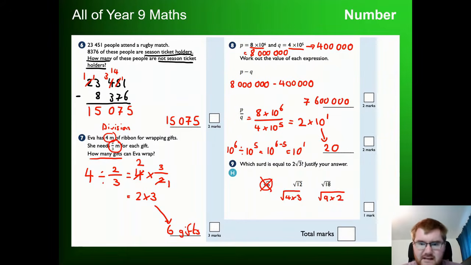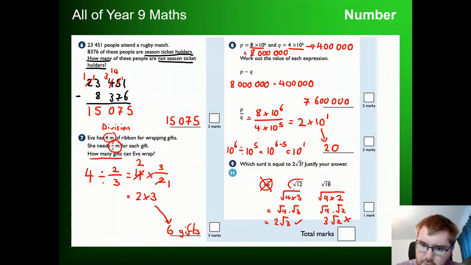The reason we want to write it like this is that we can continue this and write it as root 4 times root 3. This here can be written as root 9 times root 2. Well, root 4 is equal to 2, so that gives us 2 root 3, which is actually what we wanted. This would be equal to 3 root 2, which is not what we wanted. So therefore, root 12 is the answer. And when they say justify your answer here, by showing this working, showing this logical progression through, you've actually shown that root 12 is equal to 2 root 3.